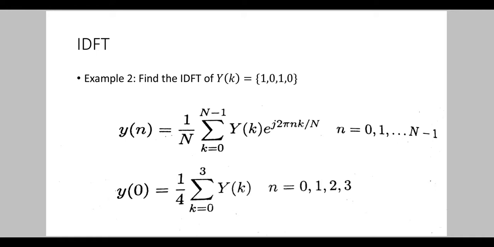y of k is equal to 1 0 1 0. We have studied the equation to find the inverse discrete Fourier transform, that is y of n is equal to 1 by capital N sigma k is equal to 0 to n minus 1 y of k e raised to j 2 pi n k by n for n is equal to 0, 1, etc. up to n minus 1.